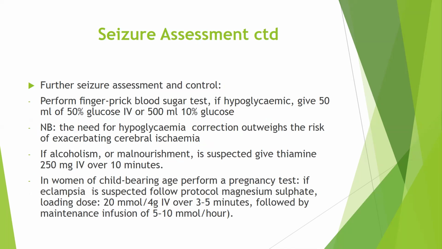Further assessment: perform a fingerprick blood sugar test. If the patient is hypoglycemic, you want to give 50 ml of 50% dextrose. It is said that the need for hypoglycemia correction outweighs the risk of exacerbating cerebral ischemia. There are times when patients have ischemia or traumatic brain injury where we don't want to use glucose-containing solutions, but if the seizure is from hypoglycemia, you better correct it. If the patient is alcoholic or malnourished, it's better to give thiamine over 10 minutes.